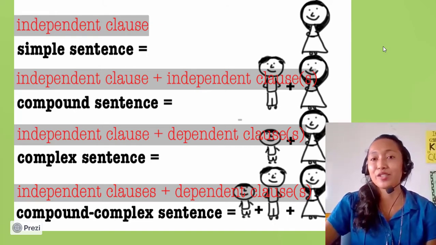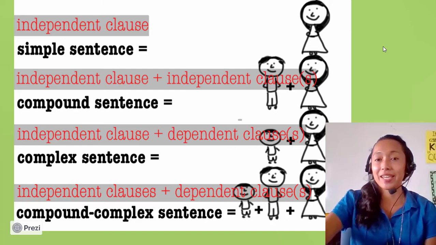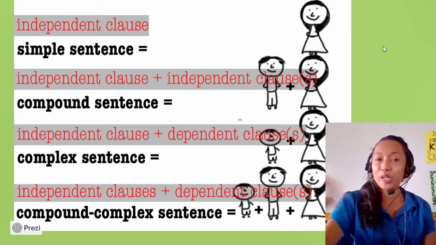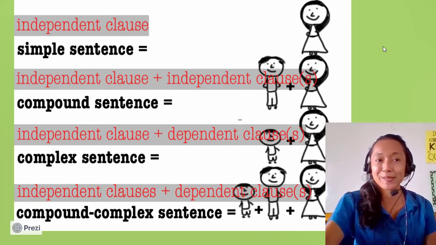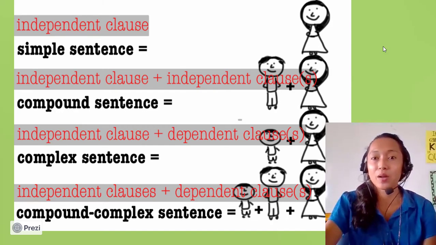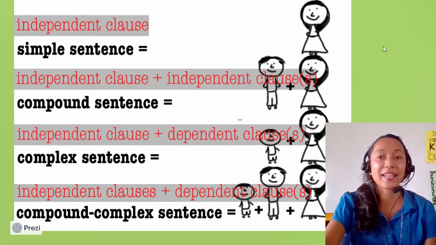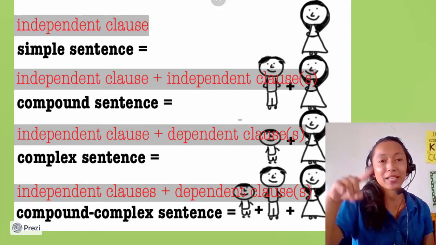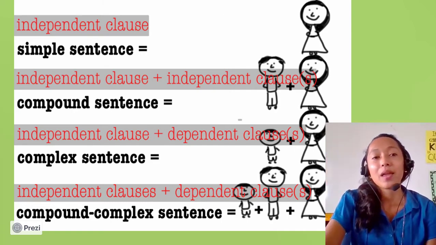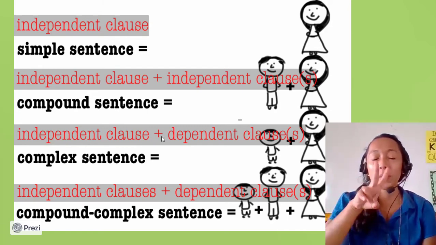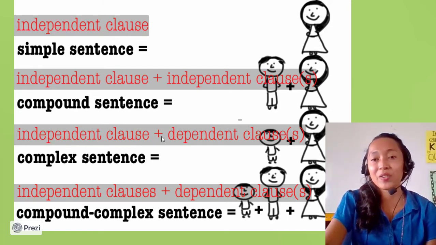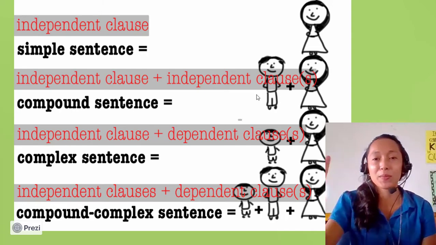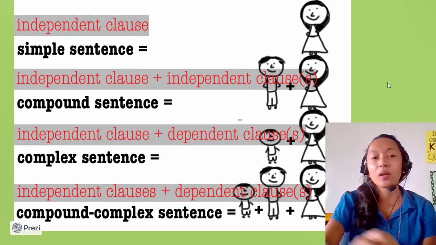So if you notice in this little chart that I provided here, I gave you an example of how it would look if sentences were human beings, right? So in the first one, independent clause, there's an independent woman, right? This one is represented by one independent person, a simple sentence, one independent. Compound sentences, we said, are two independent clauses. They're represented here in this image by two independent people, right? Both of them can stand alone.